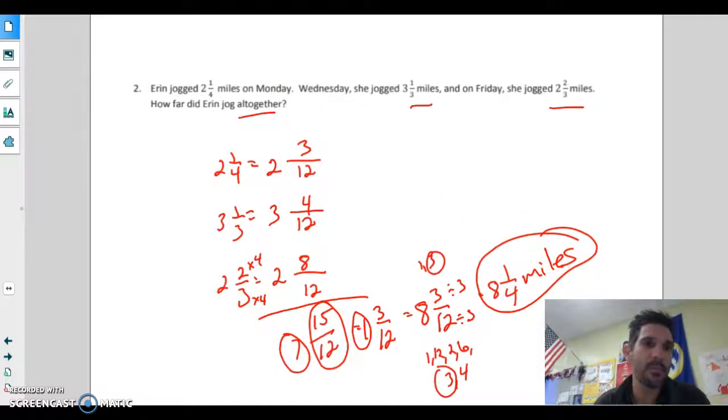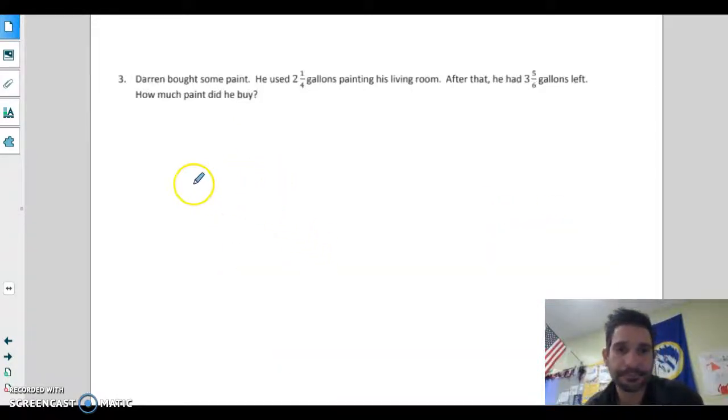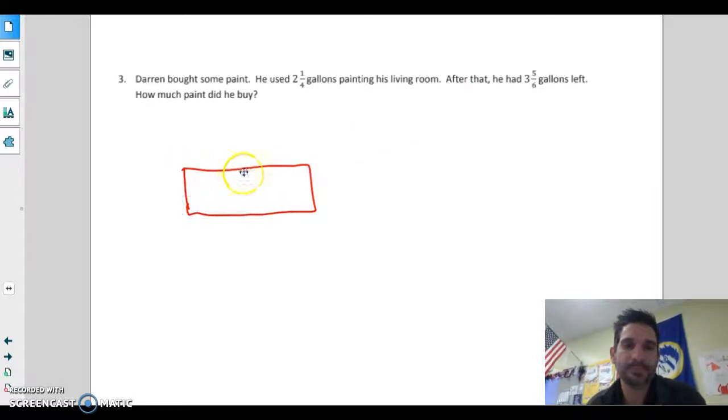Okay, next one. Darren bought some paint. He used 2 1/4 gallons of paint in his living room. After that, he had 3 5/6 gallons left. How much paint did he buy? So basically, if I had a tape diagram, here's 2 1/4, here's 3 5/6. I'm trying to figure out how much I started with.